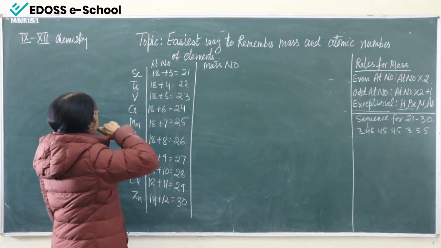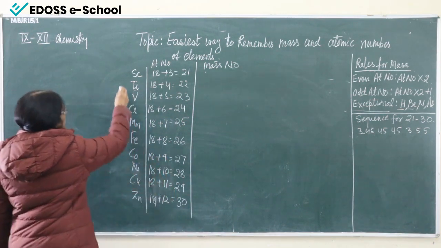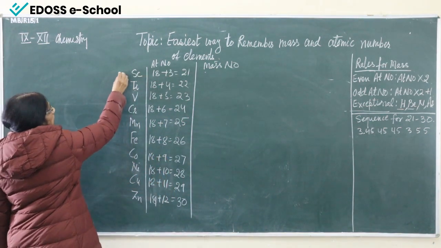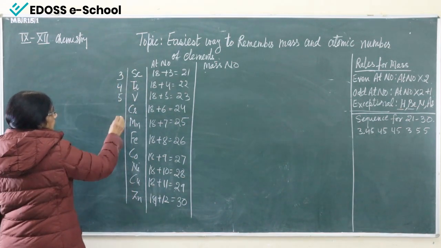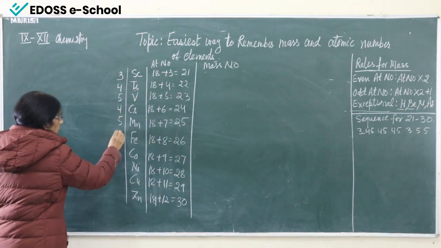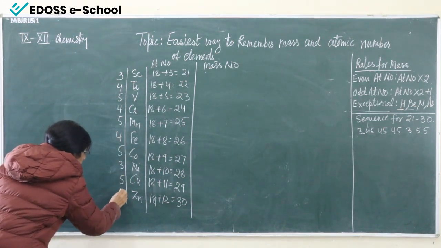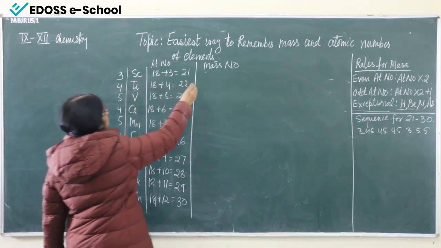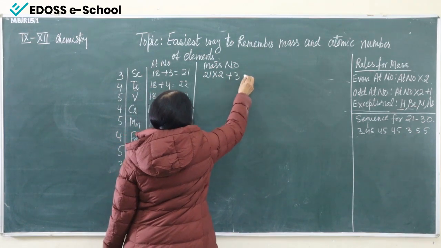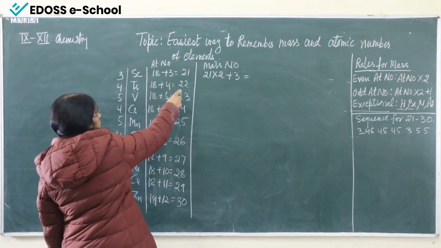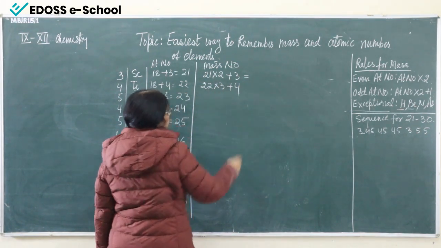Okay. So mass. Now we will find the mass. This is 21. Now the sequence that you have to learn. Okay, here I am writing. In this you have to add 3, then 45, 45, 45, 3 and 5, 5. Okay. So this will be 21 multiplied by 2 plus 3. This will be 22 multiplied by 2 plus 4.